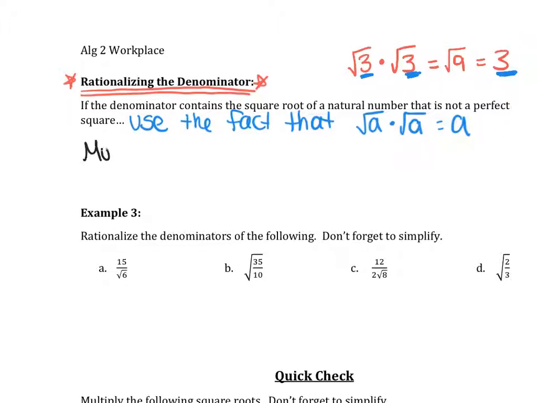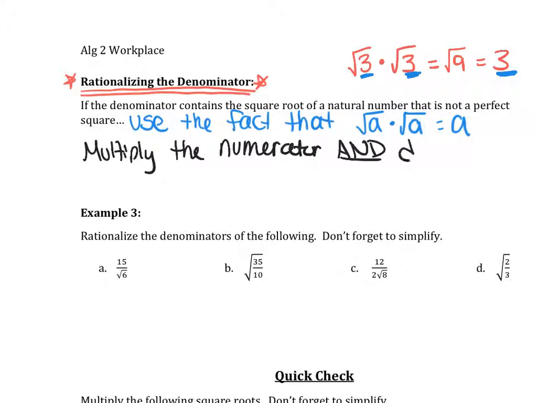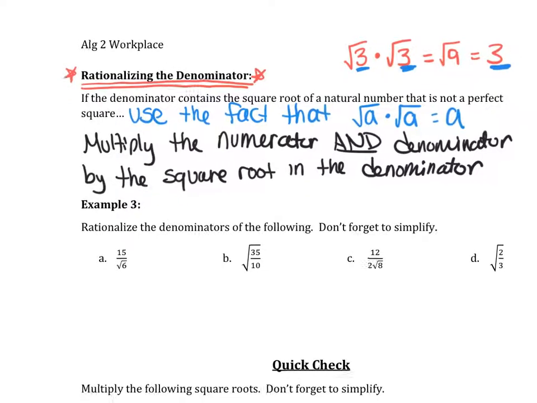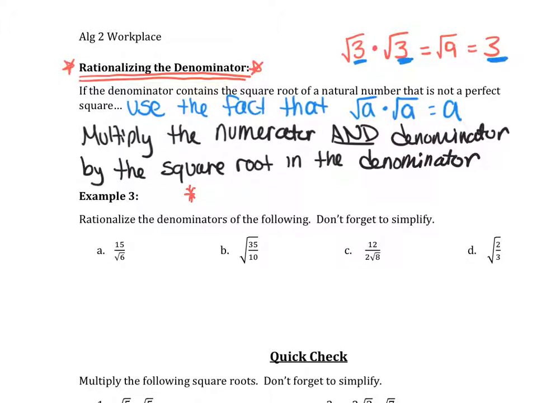And so we are going to multiply the numerator and denominator, because whatever you do to the bottom, you have to do to the top. So you'll multiply the numerator and the denominator by whatever the square root is in the denominator. Once you do that multiplication, as always, you will simplify if possible.